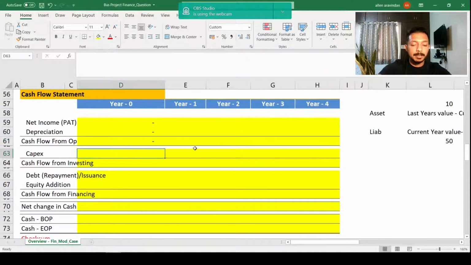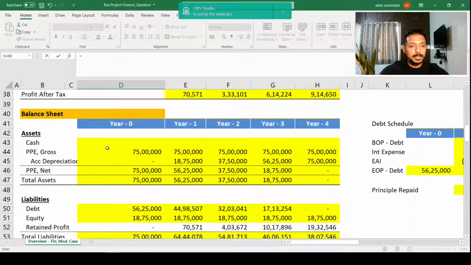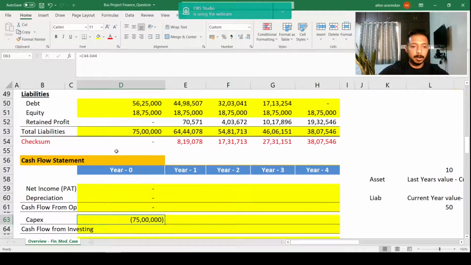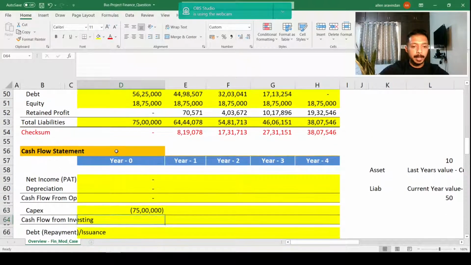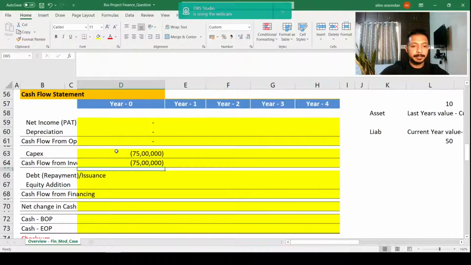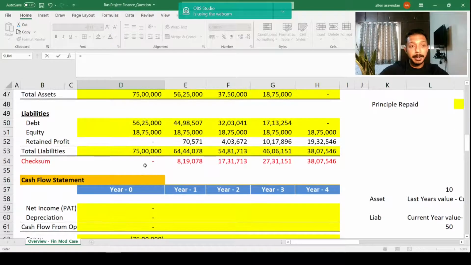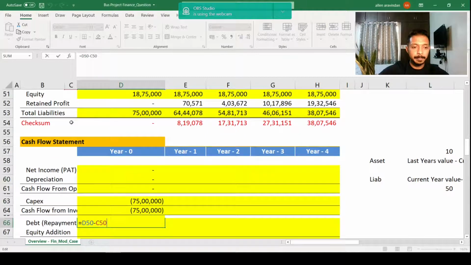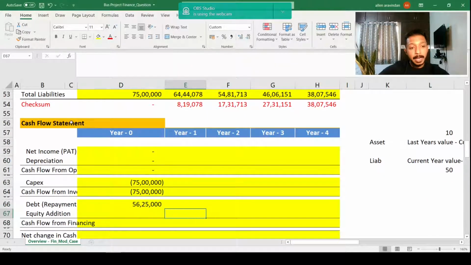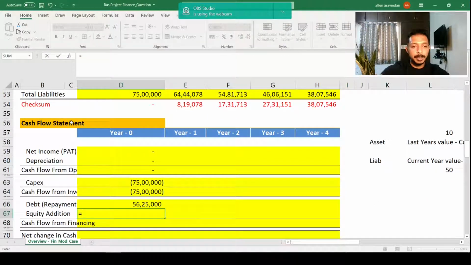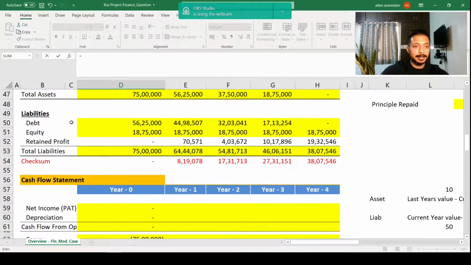So just apply the same thing here. Since capex is related to gross fixed asset, and gross fixed asset is an asset, it's last year minus current value, so it automatically gives you a negative value. So that's your cash flow from investing. Debt repayment is again a liability, so this year minus last year, which should give you a positive value. Equity addition is also a liability value, so it's this year minus last year.